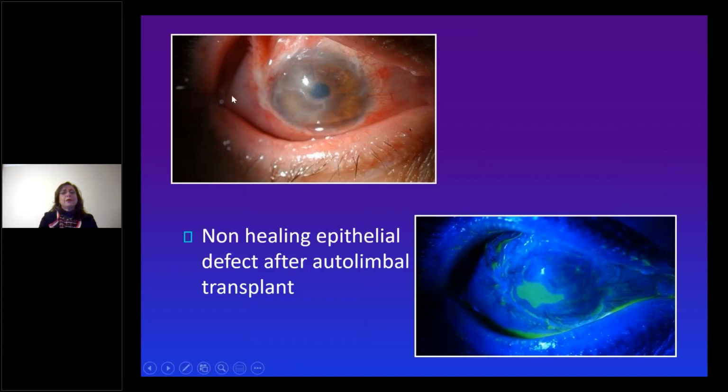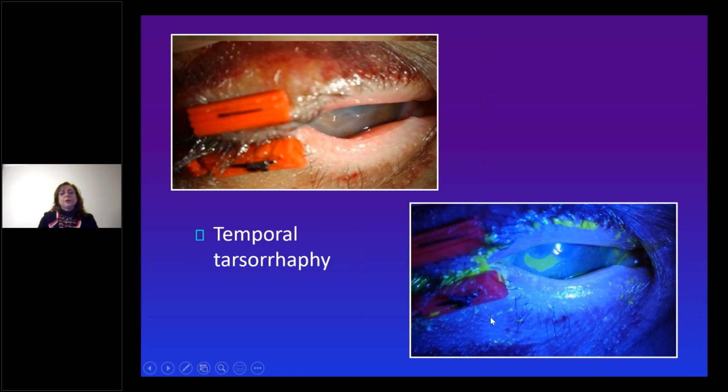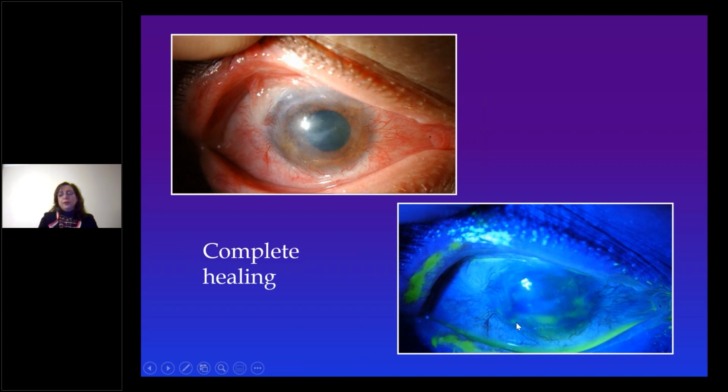And this is an example of a non-healing neurotrophic ulcer which was treated with a tarsorrhaphy, until you can see here complete healing of the ulcer.